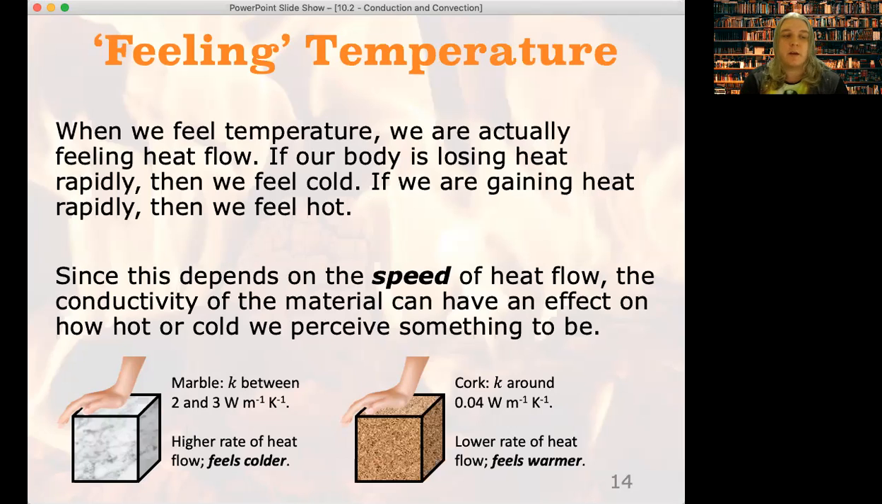Obviously, it does require that those objects are at a different temperature from you, from your skin. If your hand was the exact same temperature as the surface of the object, then you wouldn't feel hot or cold. You'd get no heat transfer at all. It would feel exactly the same as you. So it does require a temperature gradient, but then the rate of heat flow depends on the conductivity, and that's what helps us determine whether something's really hot or cold.